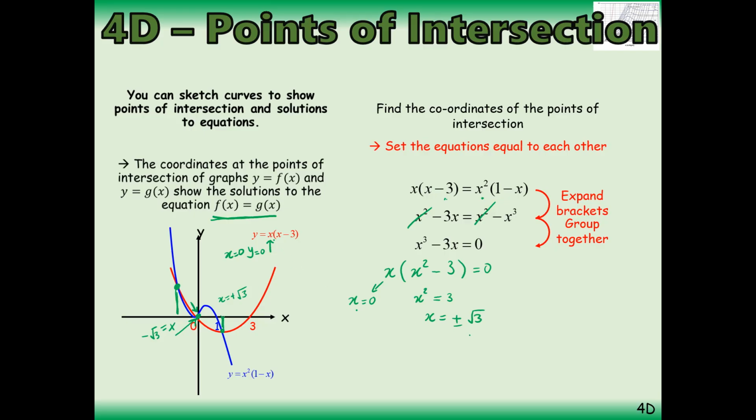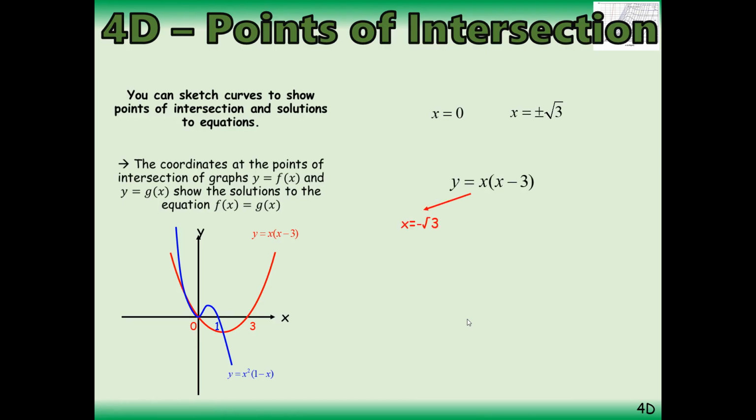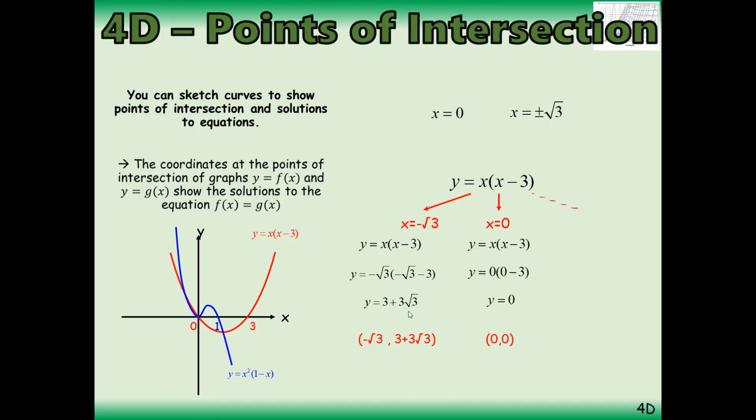And when x is positive root 3, I'll show you the substitution. So when x is negative root 3, we'll have a y value that is actually positive, and when x is positive root 3, the y value is negative. 3 minus root 3 is a negative value because the second part is bigger.